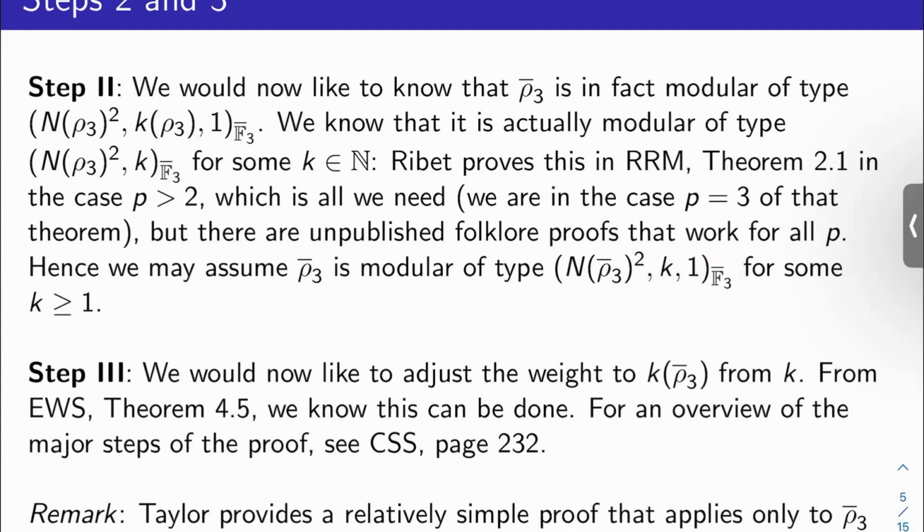Okay, I actually don't want just some integer k here, though. I want the k from Serre's conjecture. If you want that result from step 2, this will be what I call step 3. You just look at theorem 3.5 in Edixhoven's book on Serre's conjecture. Okay, an overview of the major steps of the proof can be found in Cornell, Silverman, Stevens, page 232.